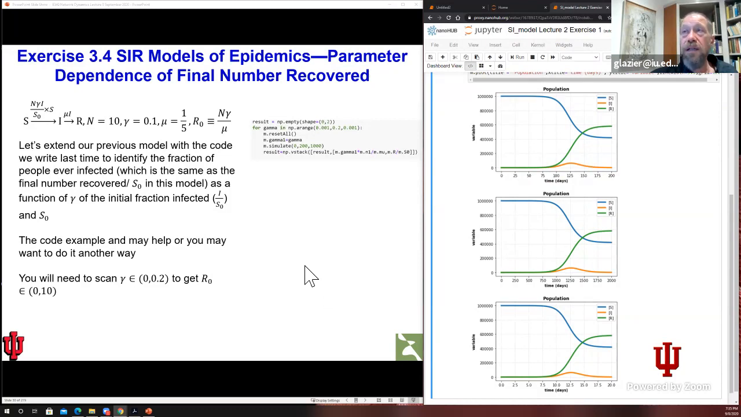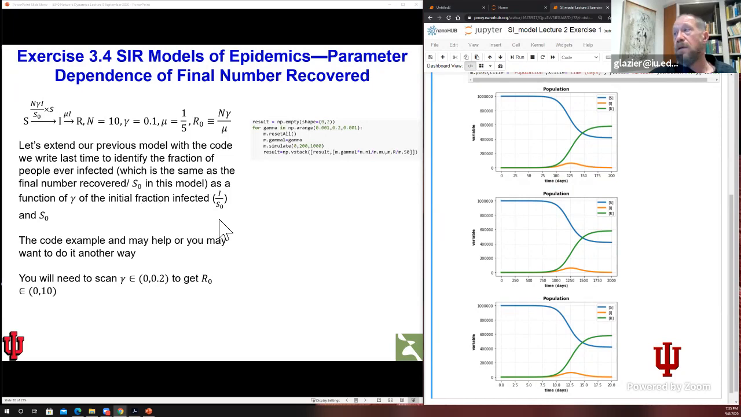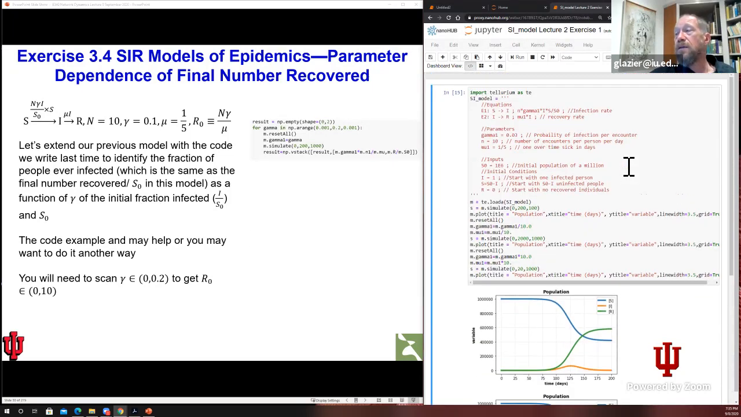Would be to say, okay, let's do that. So now we've got an estimate of what the final fraction of the population should be as a function of r naught. Let's actually evaluate that. So let's now take our simulation here and let's do this as an exercise in the last few minutes of our class. Maybe I'd like to get a little bit further.